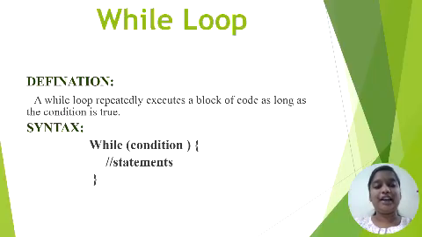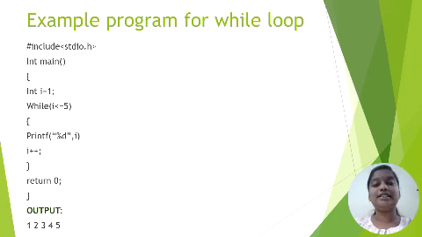While loop. Definition for the while loop: a while loop repeatedly executes a block of code as long as the condition is true. This is the syntax for the while loop: while (condition) { statement }. Example program for the while loop.